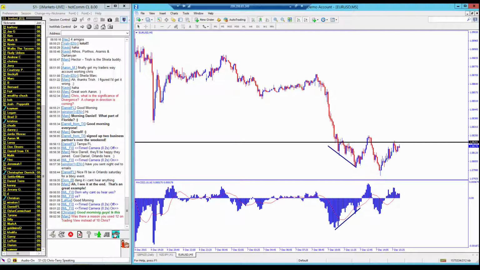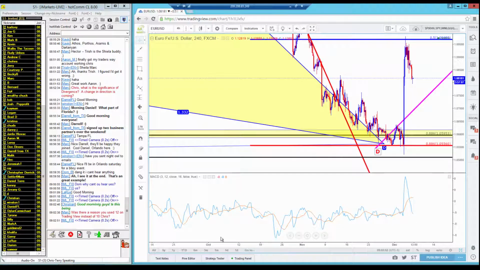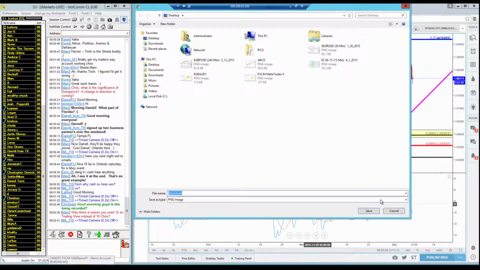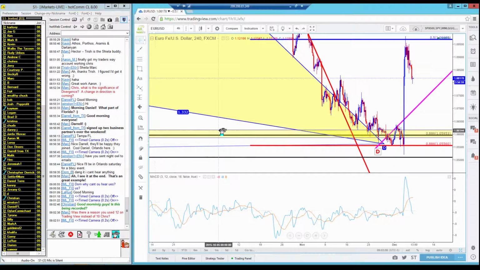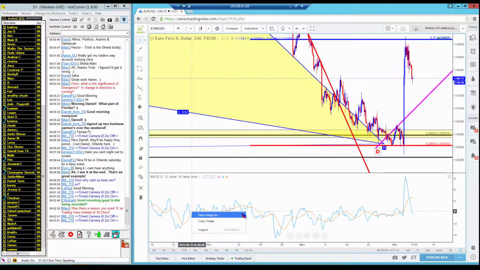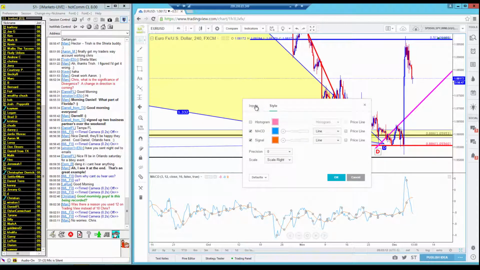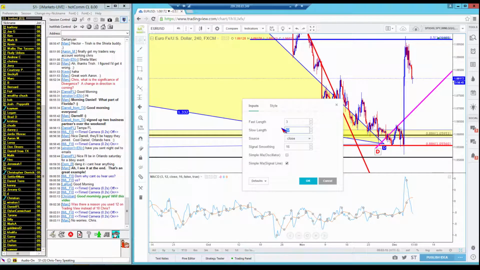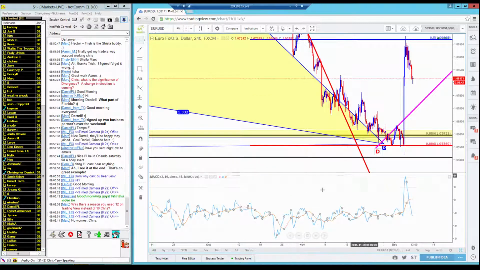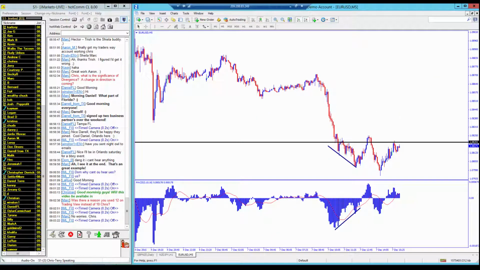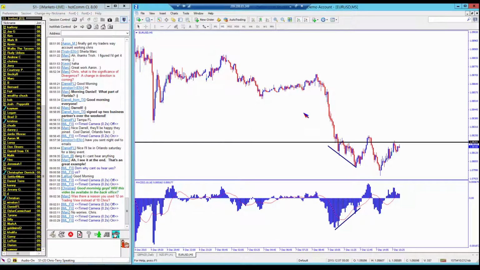Oh, did I make a mistake on TradingView? Let me see. My bad. Hold on. Sorry, guys. They're almost the same, 3, 10. It's almost the same. I just meant to show you guys that it works on any charting platform.